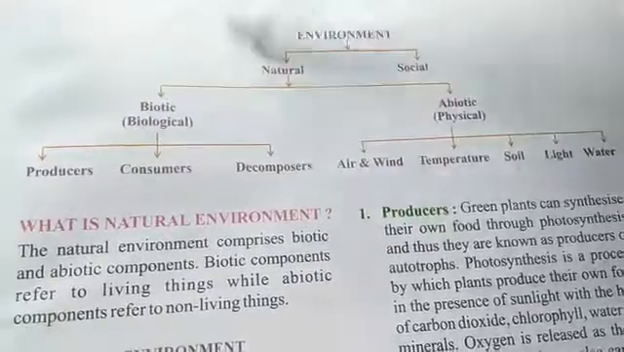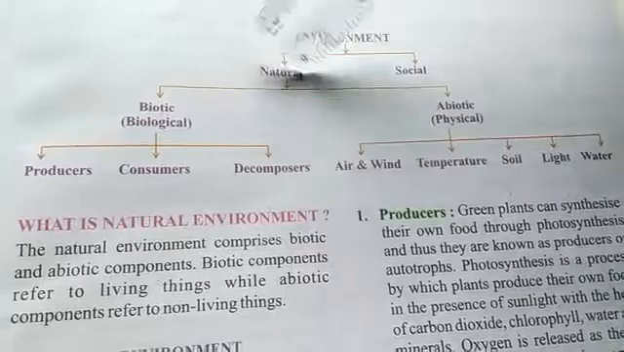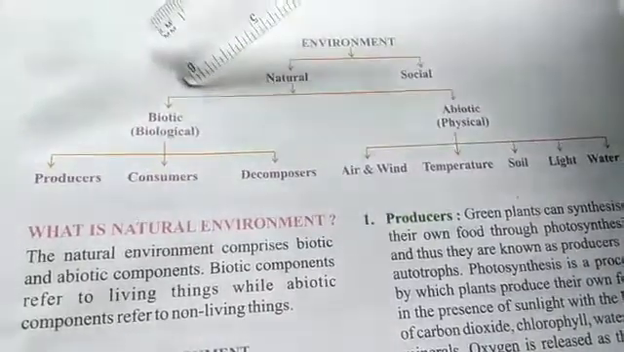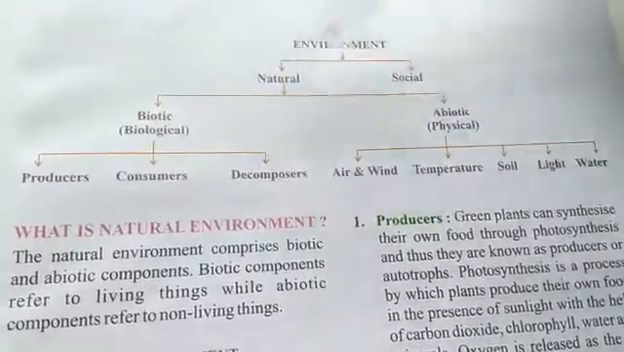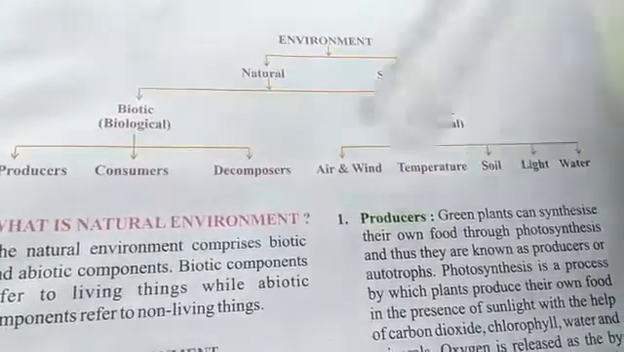So environment, see the flow chart. Environment, two types, natural and social. This natural is divided into two, biotic and abiotic. This biotic is divided into producer, consumer and decomposer, and abiotic into air, water, temperature, soil, light.